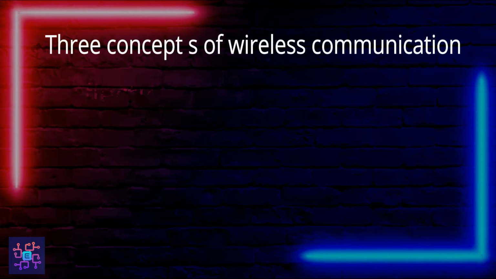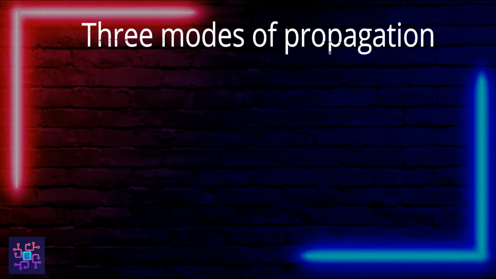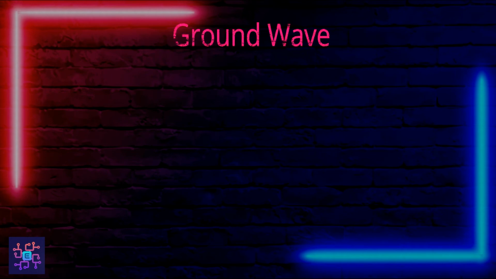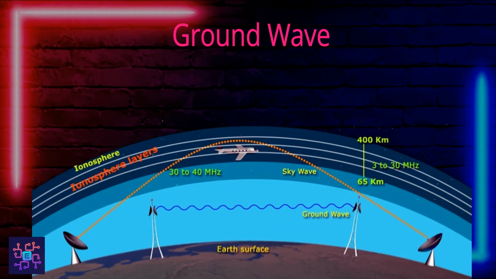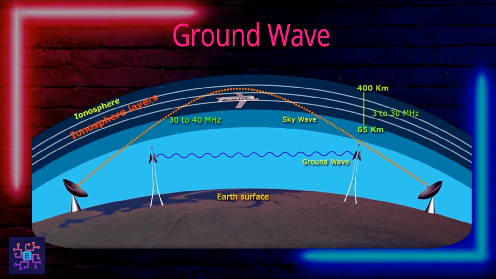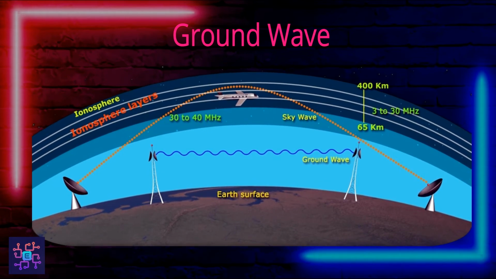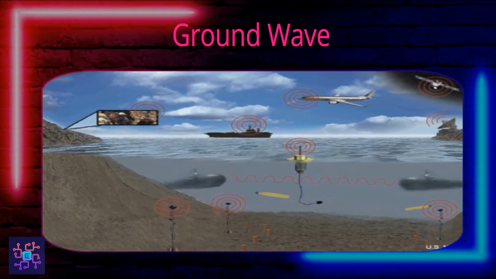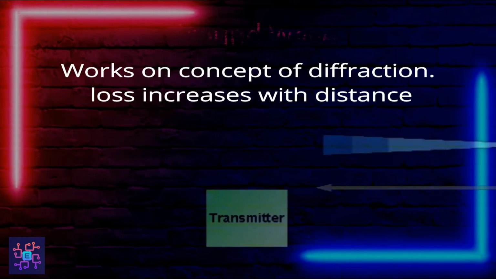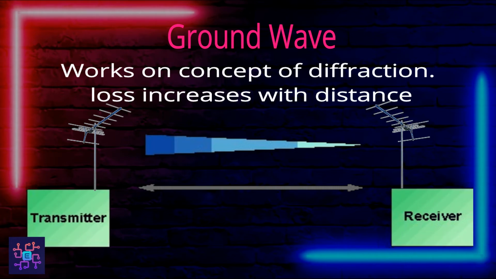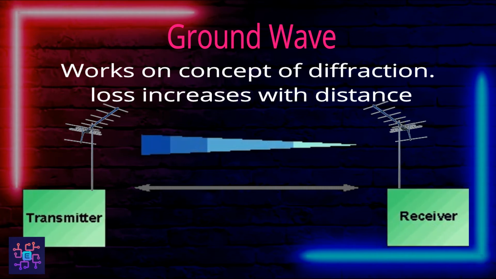Now based on these three concepts, we have three basic modes of getting a radio wave from the transmitter to the receiver. The first one I want to discuss is the ground wave. A ground wave is a radio wave that travels along Earth's surface due to diffraction. It travels better over a conductive surface such as seawater. And interestingly, submarines communicate using this way. Due to diffraction, loss increases with distance. So we have an alternative if we want to increase the distance of communication.